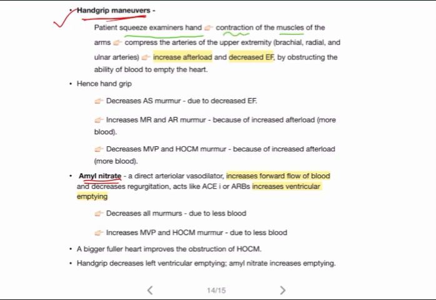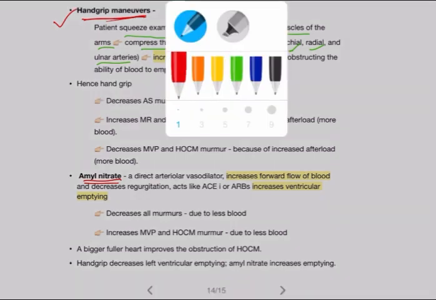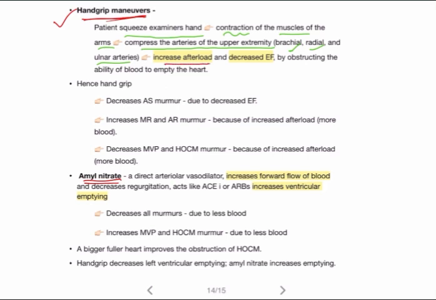This causes contraction of the muscles of the arm and this compresses the arteries of the upper extremity, that is the brachial, radial and ulnar arteries. This increases afterload because there is a compression. This increased afterload causes a decreased ejection fraction by obstructing the ability of blood to empty the heart. So there is an increased afterload due to the compression, and a decreased ejection fraction due to the obstruction or compression.